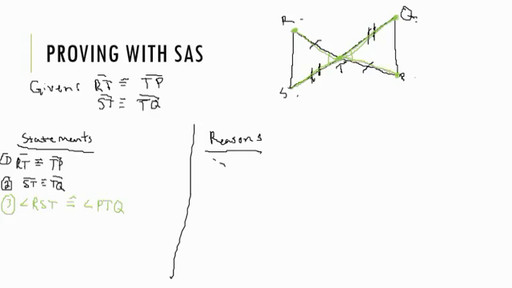So notice, sorry, this should be RTS, not RST. That's my mistake. So RTS and PTQ. Notice how RT is congruent to PT and TS is congruent to TQ. Alright, and we can say that because of the vertical angle theorem, which states that vertical angles are always going to be congruent.